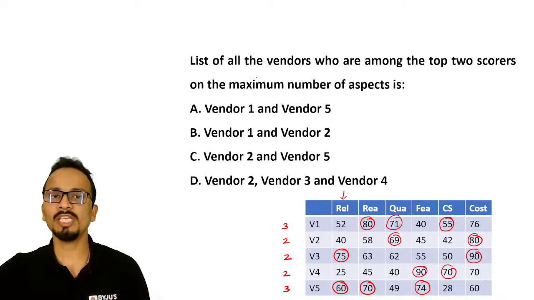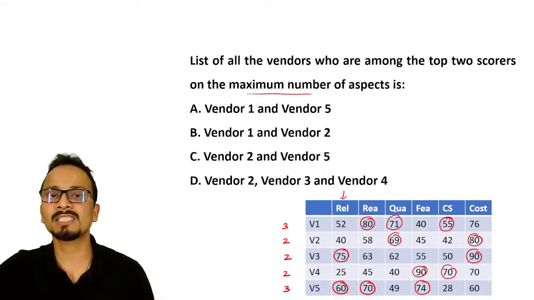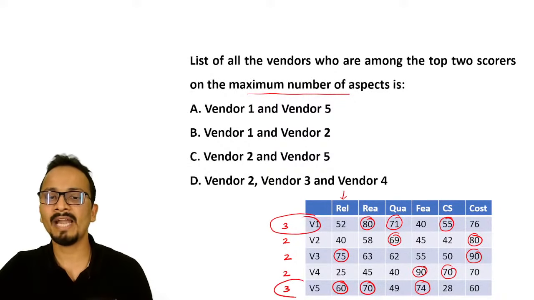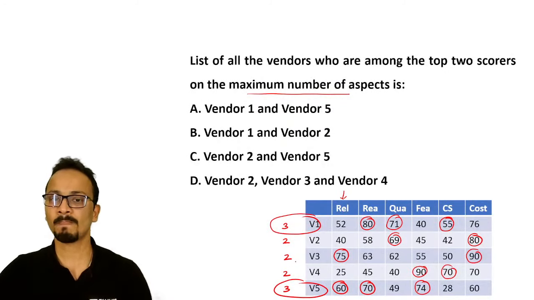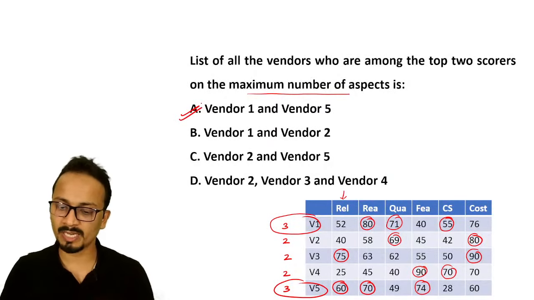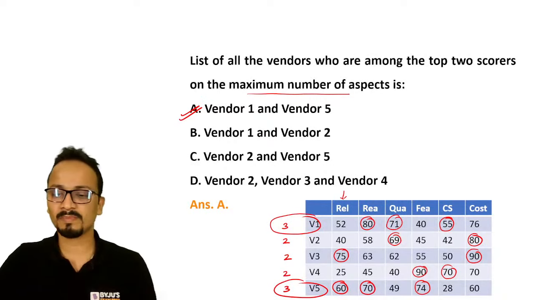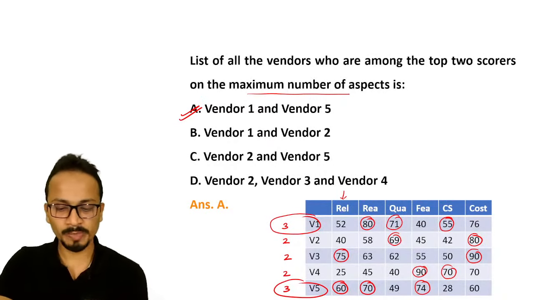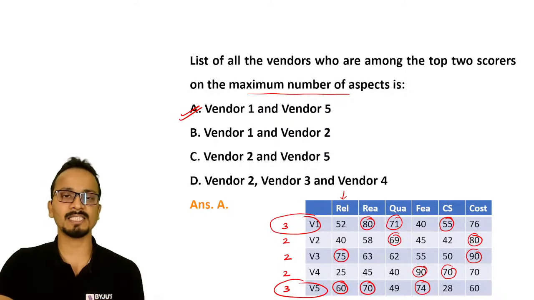Okay. So list all the vendors who are among the top 2 scorers on the maximum number of parameters. So I'll be considering vendor 1 and vendor 5 who are in top 2 in 3 parameters. So vendor 1 and vendor 5, option A will be the correct answer. Am I clear to each and every one of you? Yes, Shubhendu, answer is option A. Vanya, good. Option A is the correct answer.